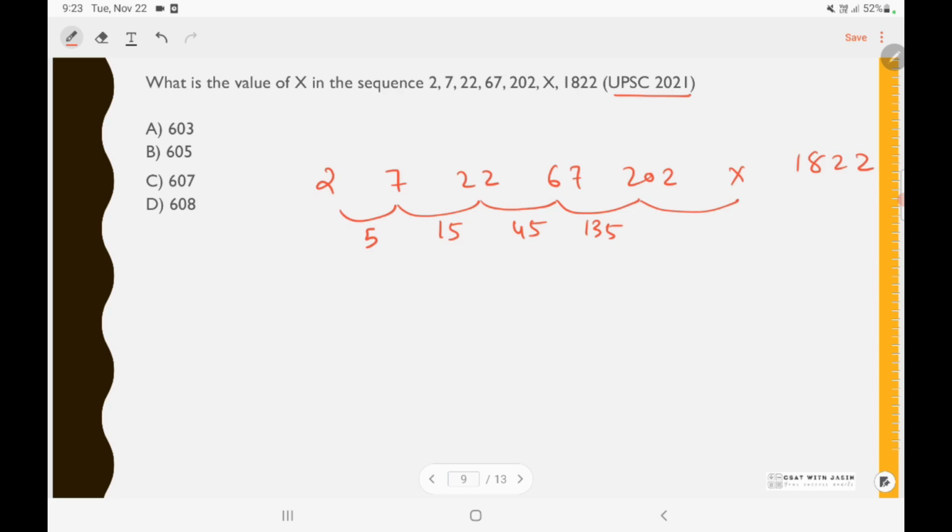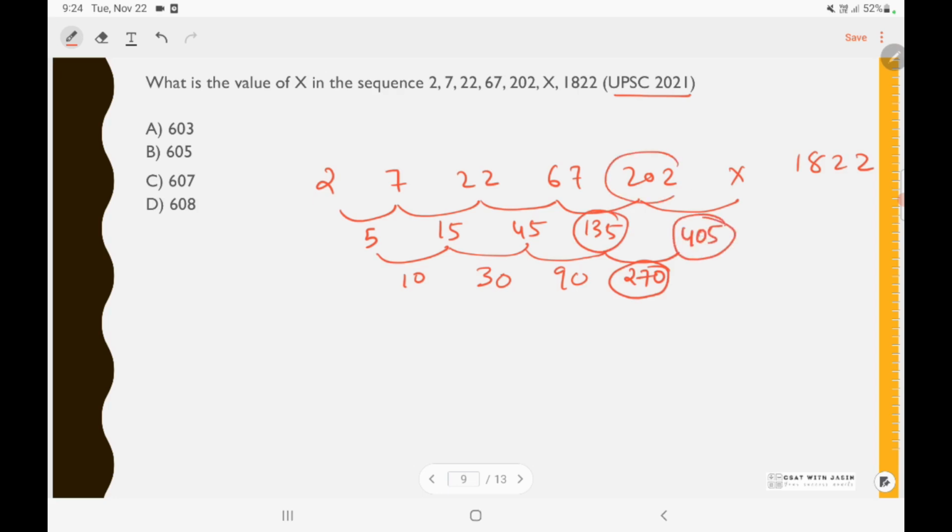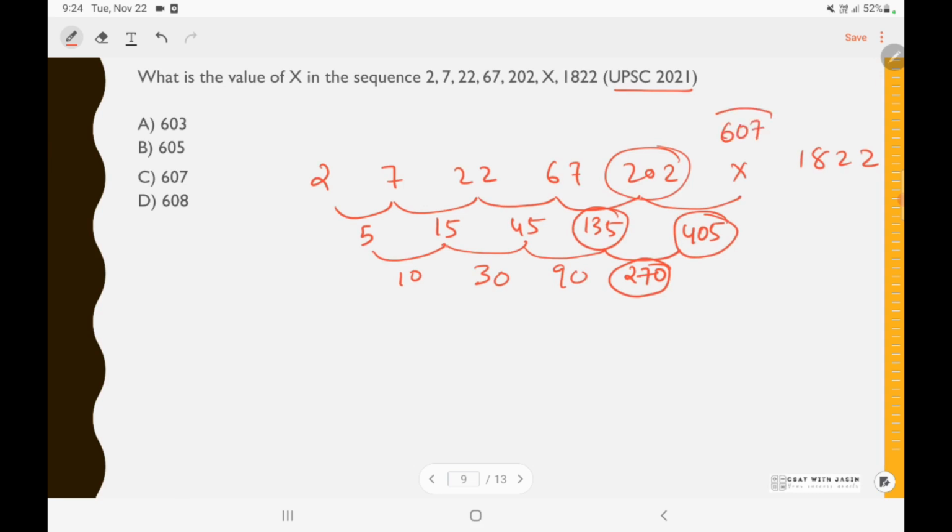If you are not able to find this relationship, as I already said, just repeat this step. So here it will come 10, here it will come 30 (the difference between 15 and 45), here it will come 90, etc. Here you will be able to find out the relationship, because 10 into 3 is 30, 30 into 3 is 90, and 90 into 3 will be 270. So now just add 270 to 135. You will get 405 here. If you add 405 to 202, you will get x is equal to 607. So option C is the correct answer.